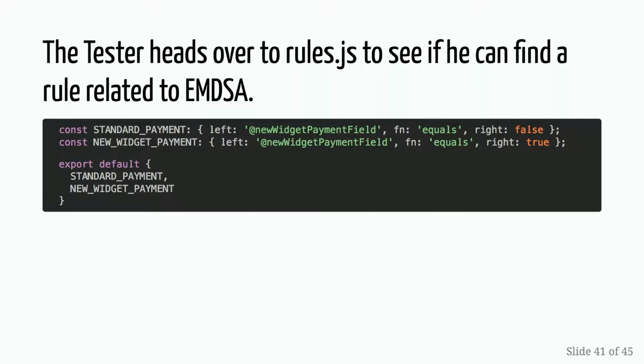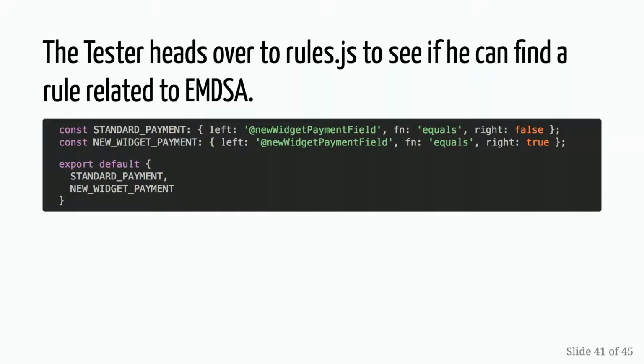I think that's probably fine. In our rules file, among other rules, he saw that there was already a new widget payment rule defined. So this already existed. We were using this in the application in a bunch of different places. It just wasn't being used for the image. And you can look at it and see that it just means this new widget payment field needs to be true. And he looked, and it was true, so he knew it was a bug.